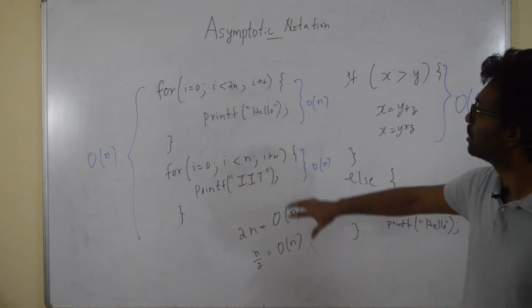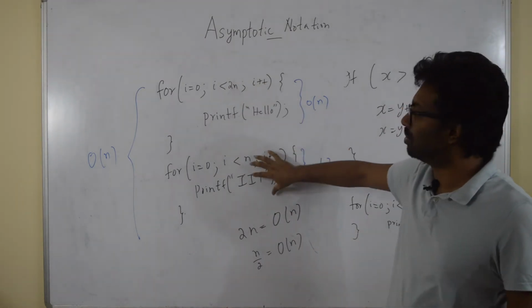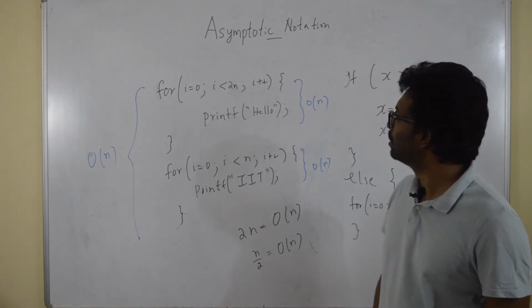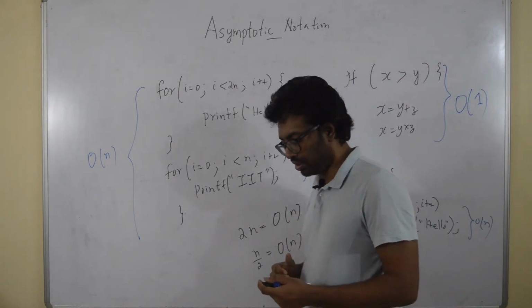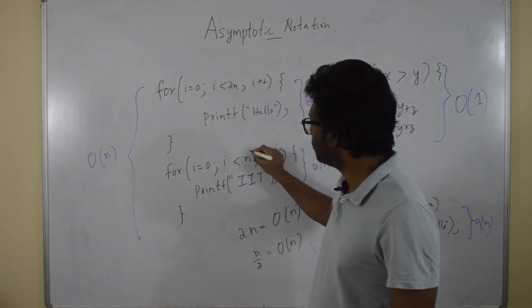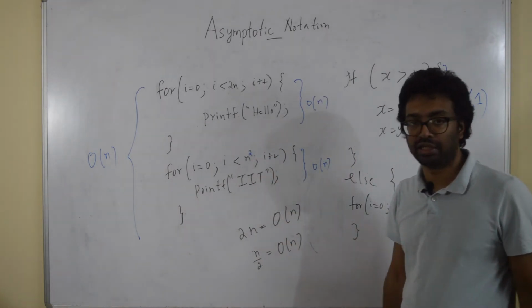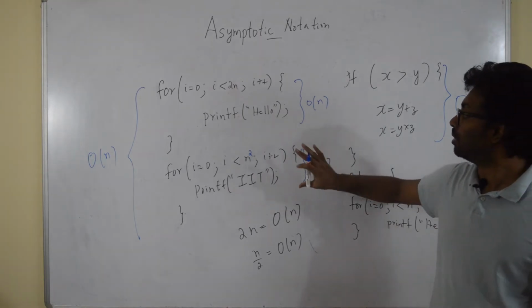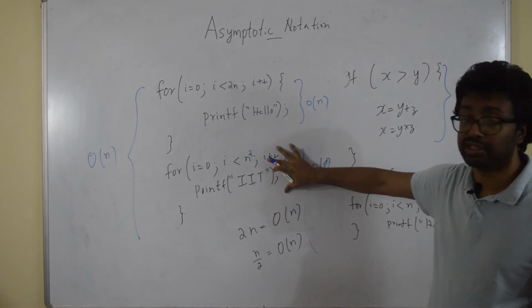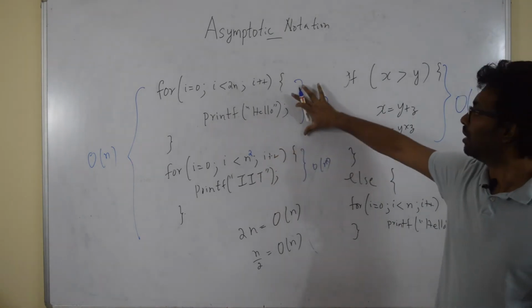Okay, so this is order of n, this is order of n, and then the block of code is also order of n. So what I'm trying to say is, let me say I'm going to run it for i less than n square. How much does this block of code take? This is going to take n square, right? This is order of n square because now it's taking n square, and this is order of n.